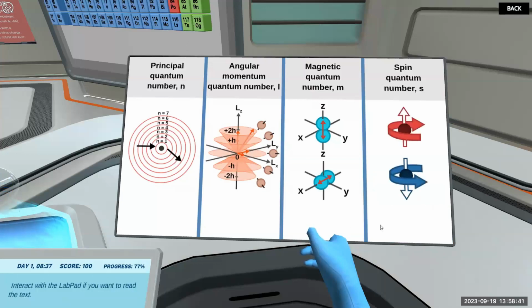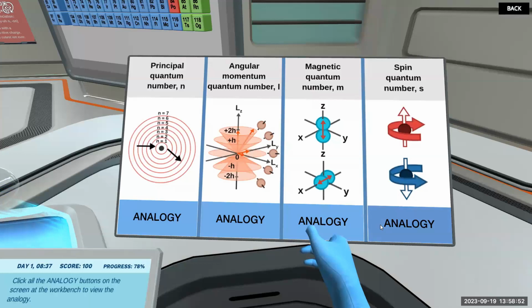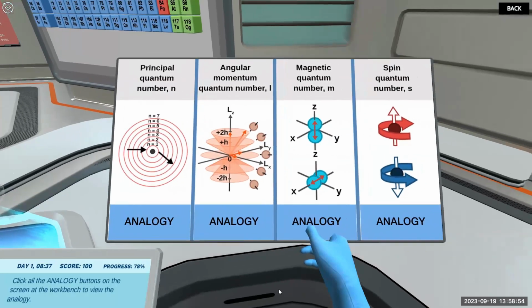Well, now that you have identified an electron and its orbitals, let's see if I could make a successful analogy with a traveler. Remember to activate your imagination. Click all the analogy buttons on the screen at the workbench to view the analogy.